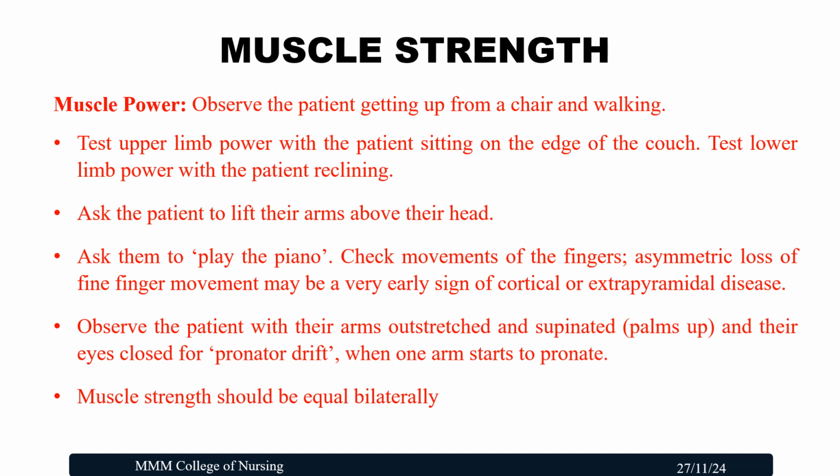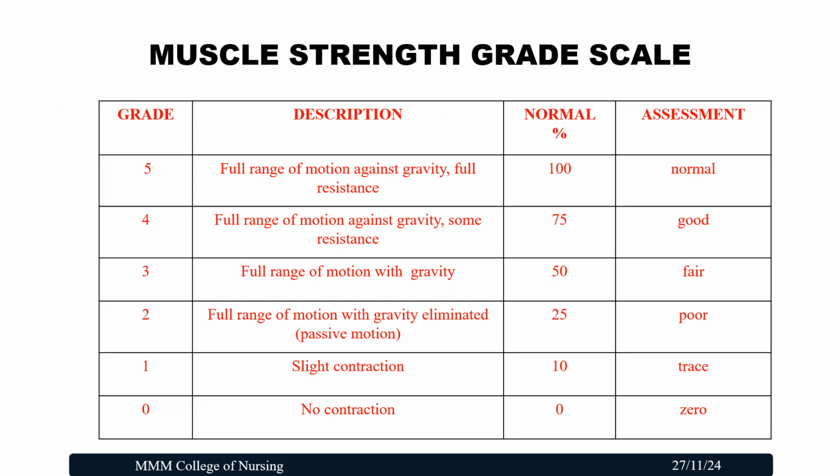And then observe the patient with their arms outstretched and supinated, palms up, and their eyes closed, for pronator drift, and note when one arm starts to pronate. Muscle strength should be equal bilaterally. To understand muscle strength, let us look at the grading scales.